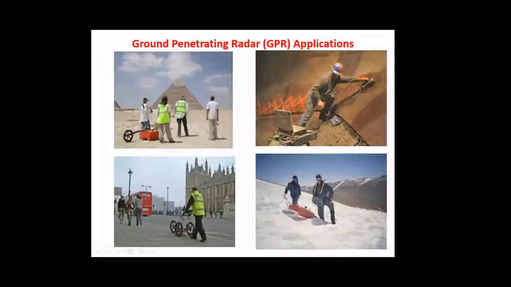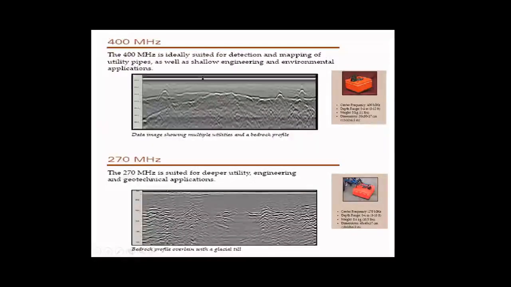Say for example, you can see this. So beneath the snow cover, if you have a body, then you can detect this. So there is no need to dig all these portions. Probably you can dig only these portions and take it out.